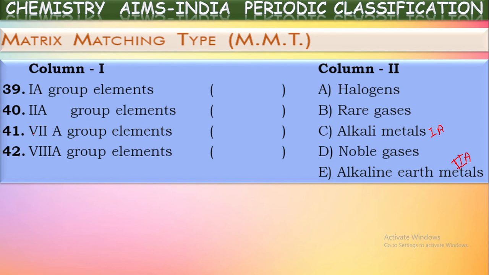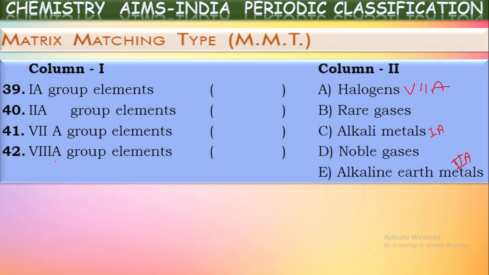Next, the seventh A group elements. Seventh A group elements are fluorine, chlorine, bromine, iodine, and astatine. These elements are called halogens. The meaning of that is salt formers. Okay, seventh A group elements are called halogens.